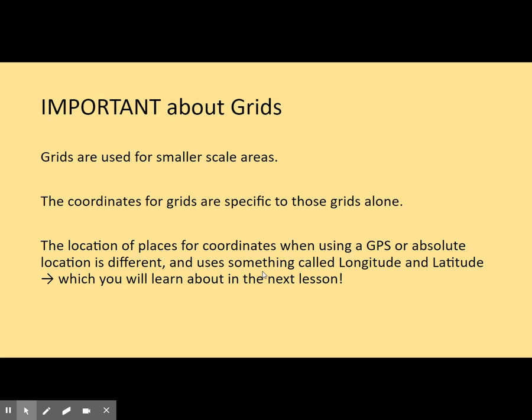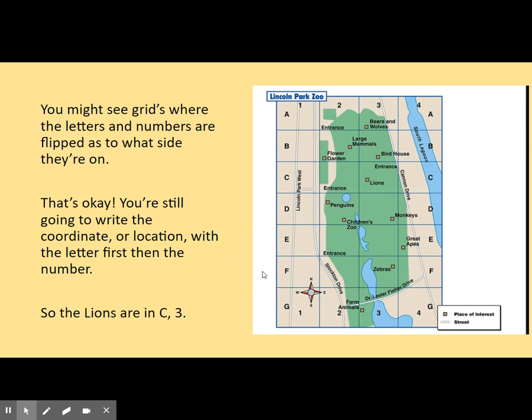When you want to find absolute location, so where something actually is in the world, we're going to use longitude and latitude and coordinates for that. We're going to learn about that in the next lesson, but I just wanted to give you a preview and let you know that it's important that grids are specific to that map alone and not in real life. So you can't say, oh, the lines are in B3, and pull up your GPS and know where that is. It is specific to this Lincoln Park Zoo.